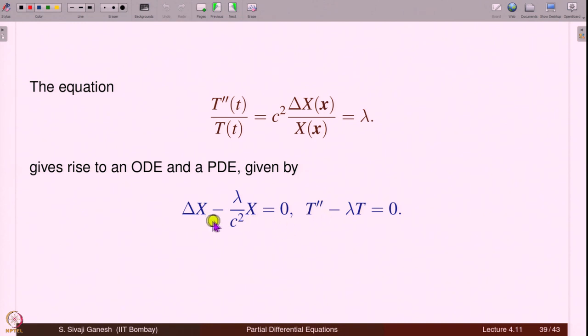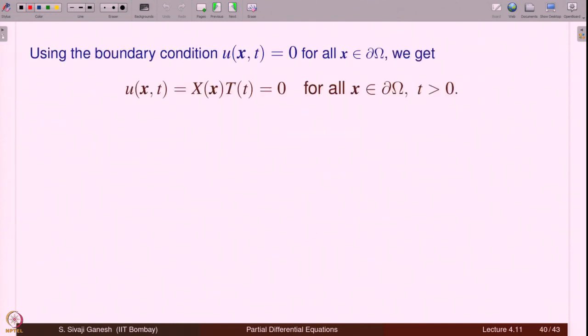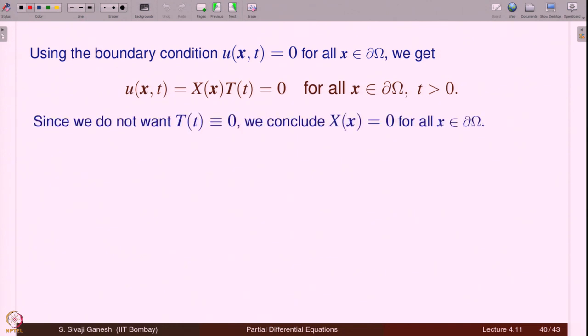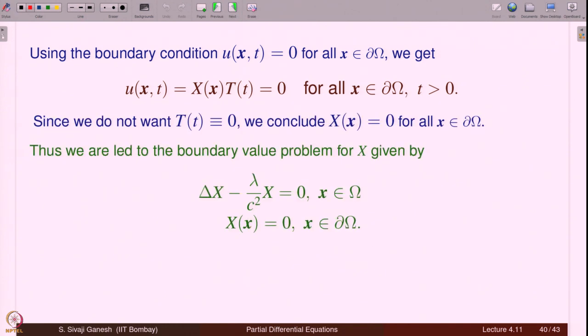So, a PDE for X and an ODE for T, and we have a boundary condition which is u(x,t) equal to 0 for all x in the boundary of omega. Therefore, we get here a boundary condition for X, X equal to 0 on the boundary of omega, and here we get an initial condition for T as before. So, this is the boundary value problem we have to solve.